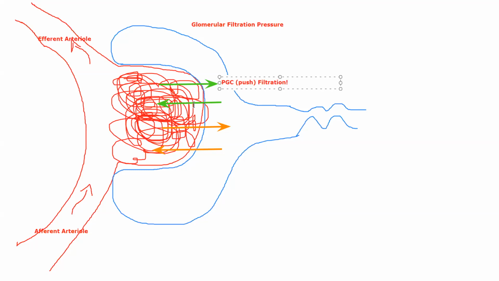Okay, we also have our hydrostatic Bowman's capsule pressure. So this large P is supposed to represent hydrostatic, and then the BC should be a subscript, but I can't do that. So if you can handwrite this, you can make the BC a subscript. So then we have the Bowman's capsule hydrostatic pressure, also a push force, but this is opposing filtration.